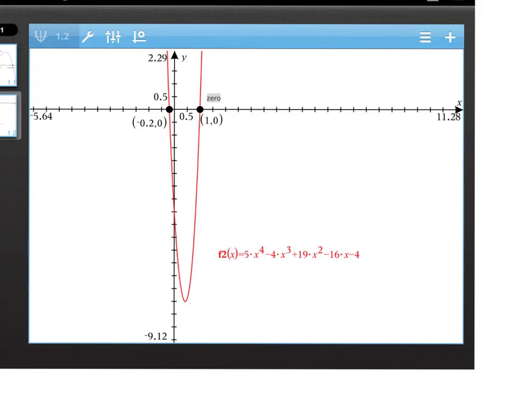For this problem, we are finding all the zeros of the function and then writing it in factored form. The problem is 5x to the fourth minus 4x cubed plus 19x squared minus 16x minus 4. I have graphed it on my graphing calculator to find the real zeros. I can see from my graph that there are two real zeros, and they are (1, 0) right here, and (-2/10, 0) right here.